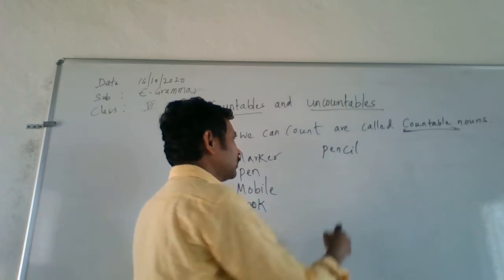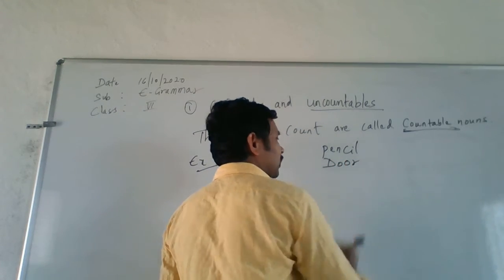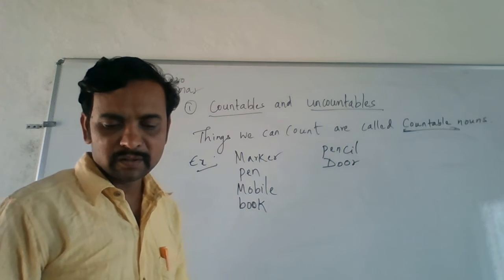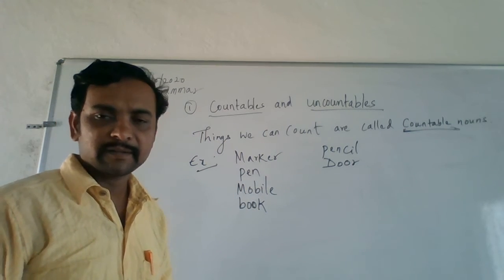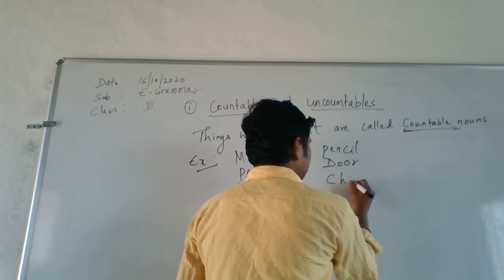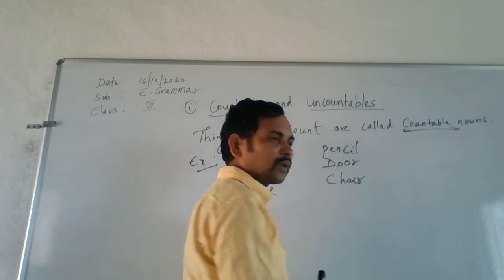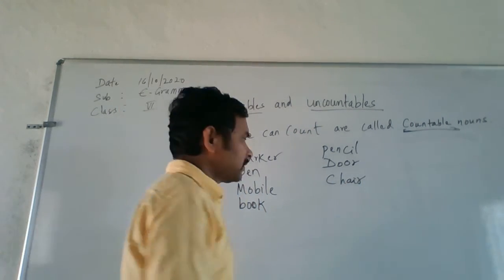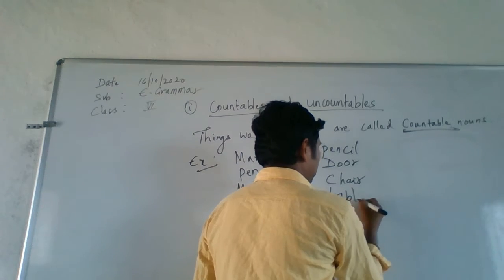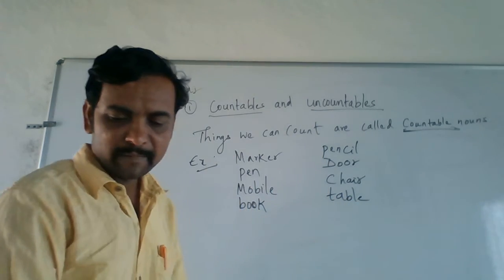Okay. Door. Door, answer what time? One door, two doors, three doors. Can you calculate? Chair. Okay. Chair. Table. Okay. Then.